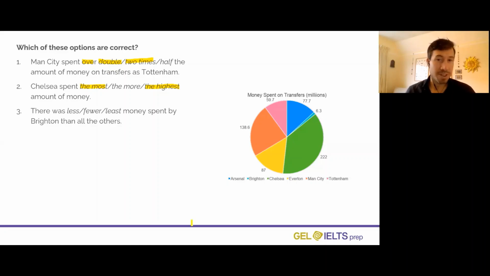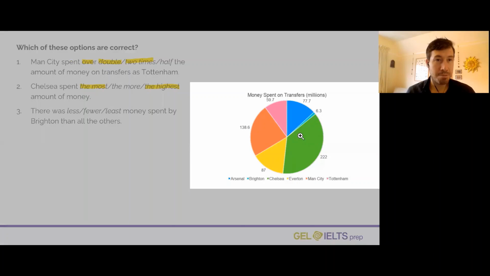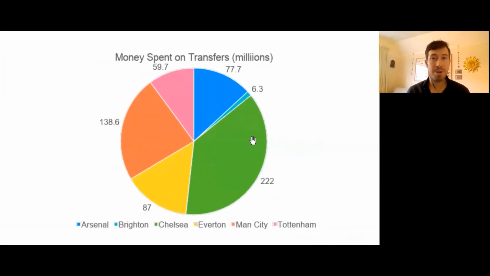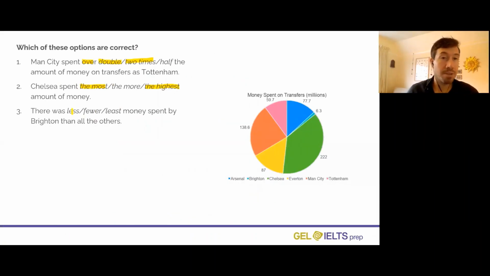Okay, well, if we zoom in, it says there was less, fewer, or least money spent by Brighton than the others. We can see Brighton is this 6.3. So yes, it's the smallest one. The correct answer would be there was less money spent by Brighton than all the others. So we can't use fewer. Fewer with money doesn't work because money is an uncountable noun. When we're talking about uncountable nouns, we'd use the comparative less, so less money. And again, we're using this than to compare them.